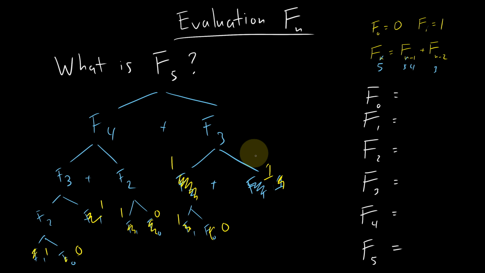And then same thing with f of 3. What's f of 3? It's 1 plus 1 now. It used to be f of 2 plus f of 1, but now that they're turned into numbers, I can actually add them. So this becomes 2. All right, we're done with this side. Let's go on this side.